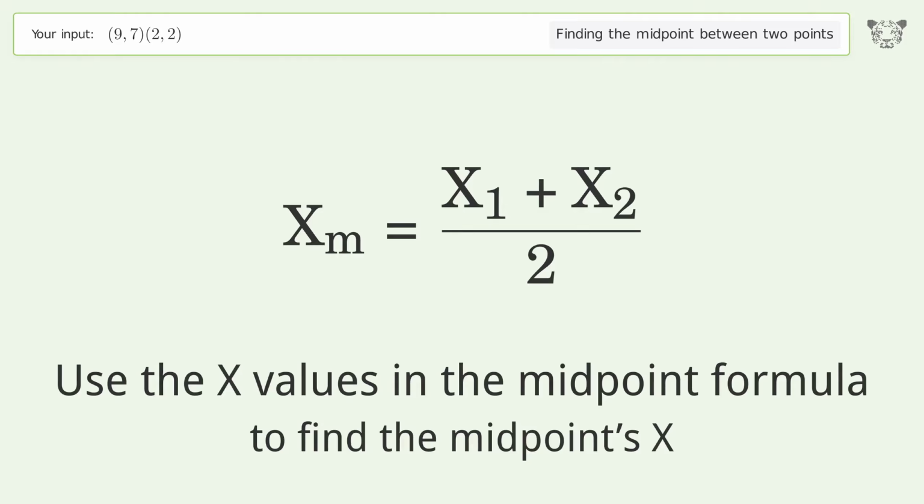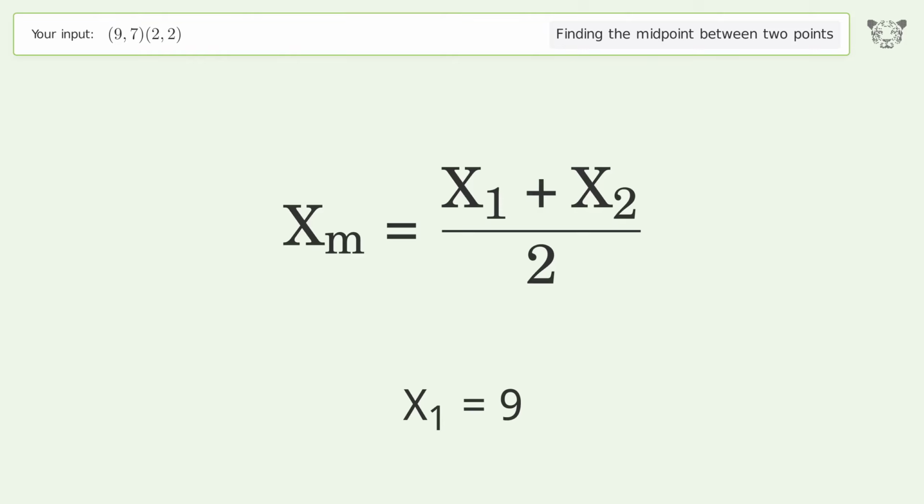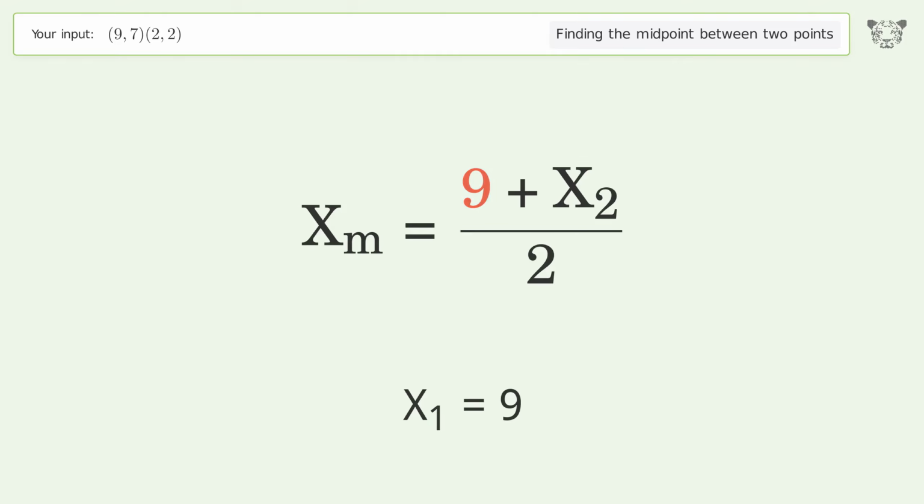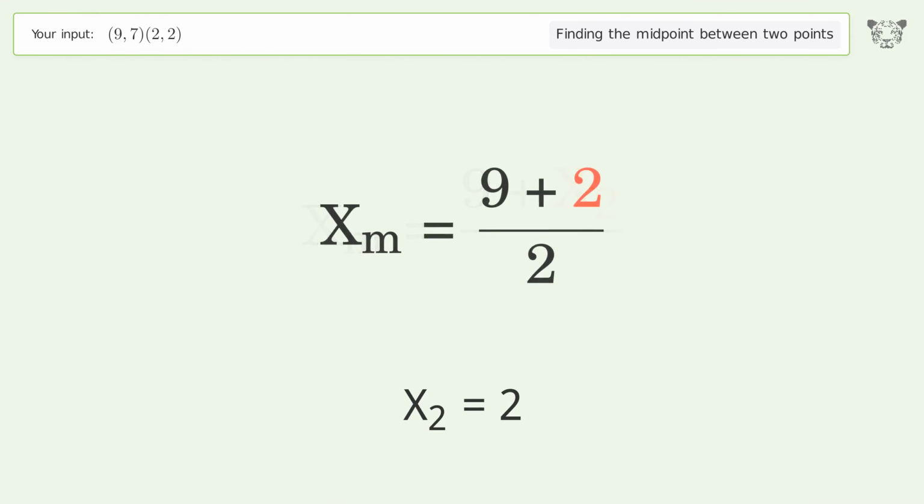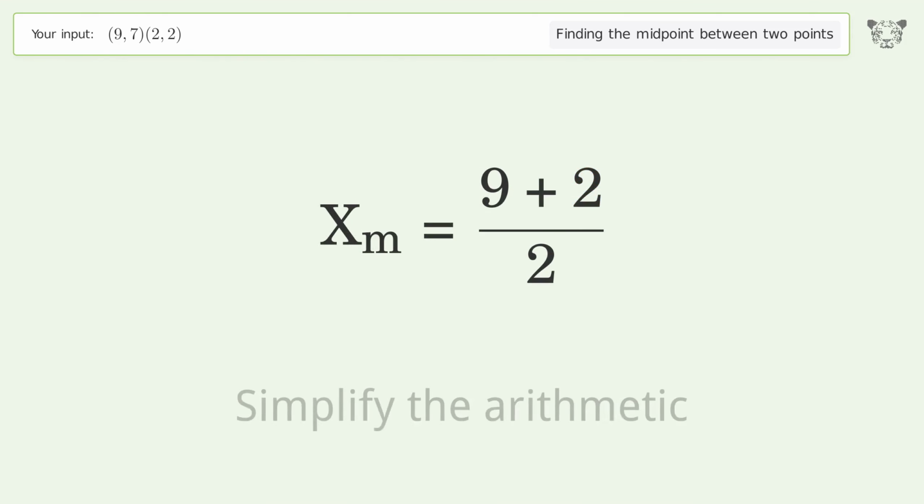Use the x values in the midpoint formula to find the midpoint's x. x1 equals 9. x2 equals 2. Simplify the arithmetic.